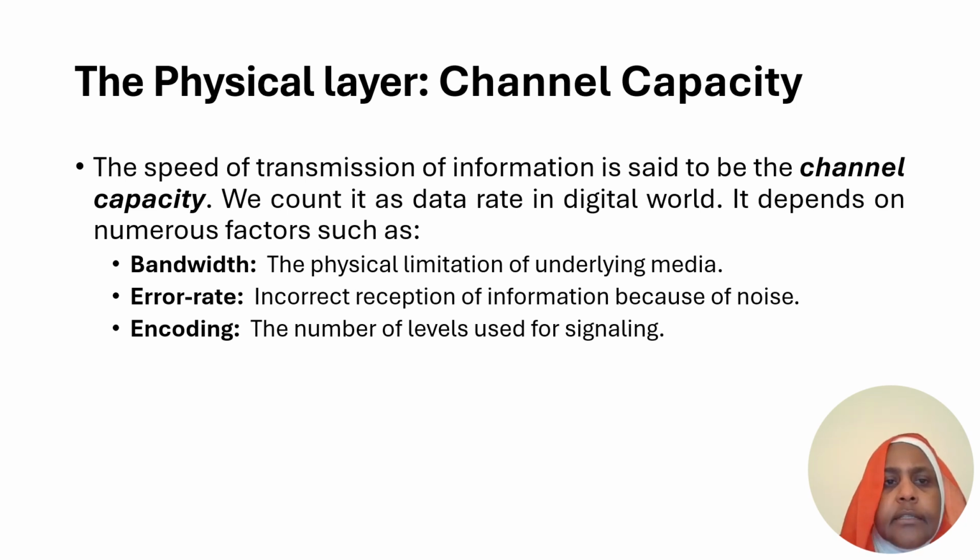The channel capacity is the speed of transmission of information. It depends on three main factors: the bandwidth, that's the physical limitation of the underlying media; the error rate, the incorrect reception of information because of the noise; and the encoding, the number of levels used for signaling.